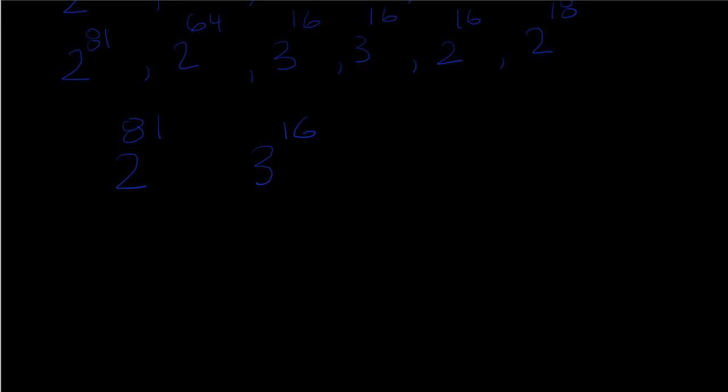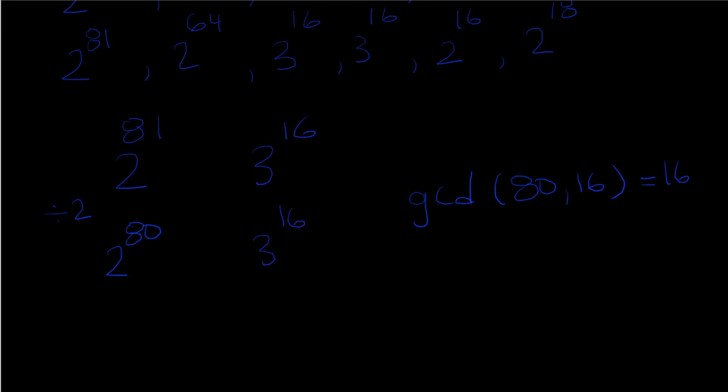Now, let's consider 2 to the 80th power. So going from 2 to the 81st to 2 to the 80th, we divided by 2. So in other words, we got smaller. And now let's leave 3 to the 16th alone. On the side here, let's look at the GCD of 80 and 16. So the greatest common divisor of both 80 and 16, that happens to be 16.